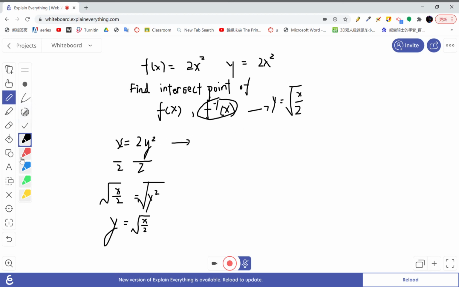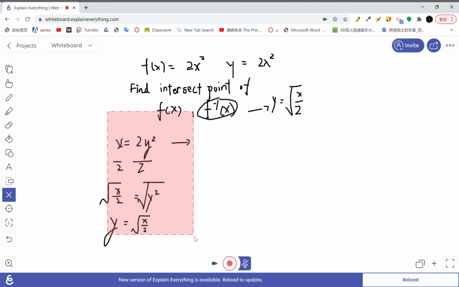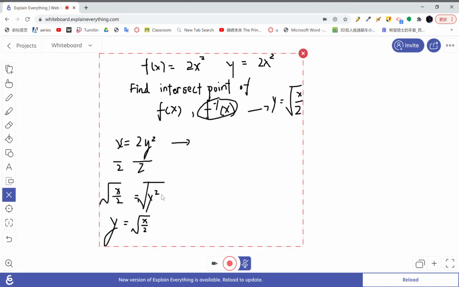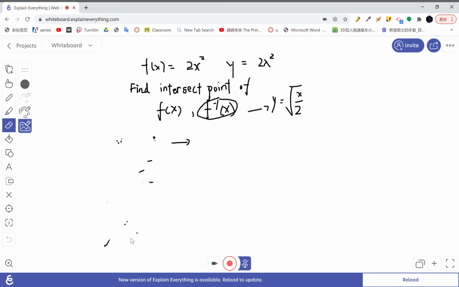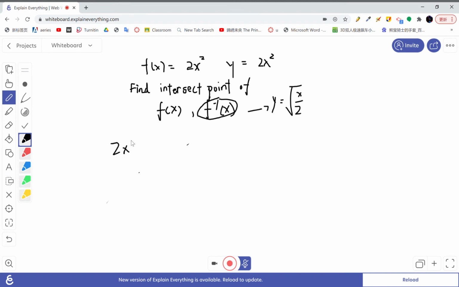Now we can set up an equation, which is 2x squared is equal to the square root of x over 2, right?